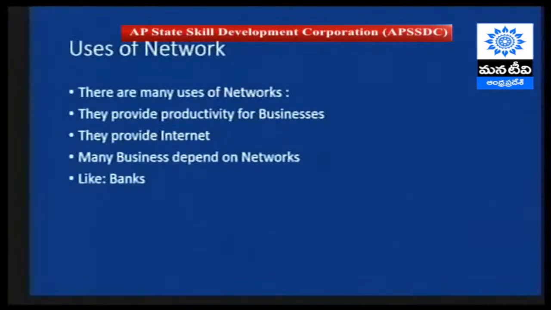Okay. So next we have in our discussion the various uses of network. Under the various uses of network, we have been discussing in these examples also, they provide productivity for businesses. They provide productivity for businesses. So let us take an example of a university. If a university wants to conduct some entrance exam for intake of students for the various courses, what they do is publish this information on the university website. So people from all across the world can have access to that information.